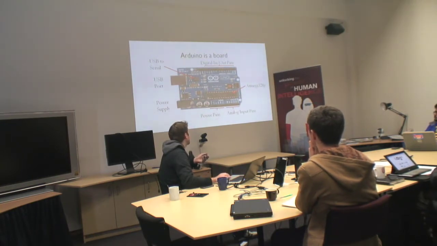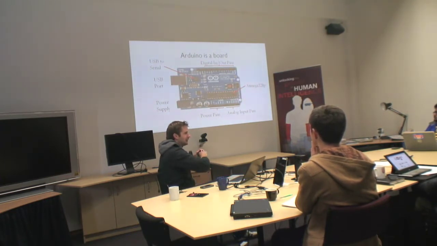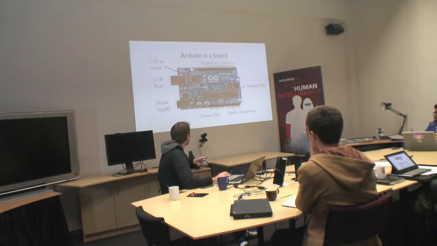You have your actual microprocessor, the ATmega. You have some power pins, so if you need to power the board or power other devices, you can do it from here. And then you have some analog input pins, for things like potentiometers, like little dimmer switches you can turn on and off. You can have flex sensors, you can tell how far something's flexing, and so on.